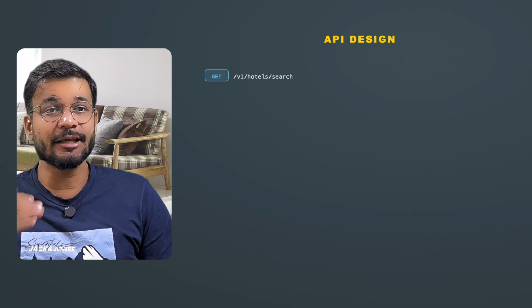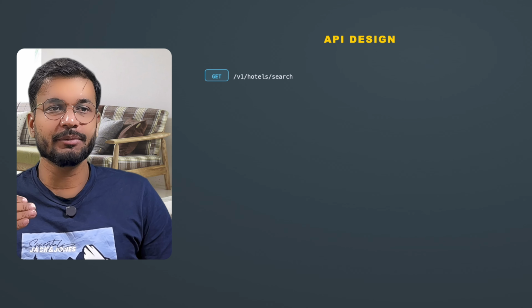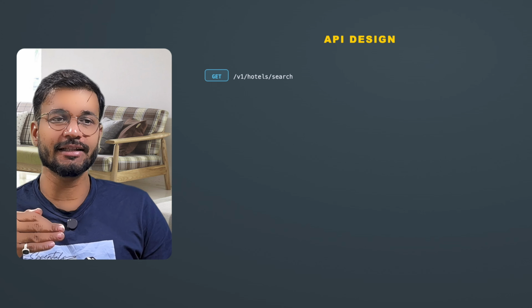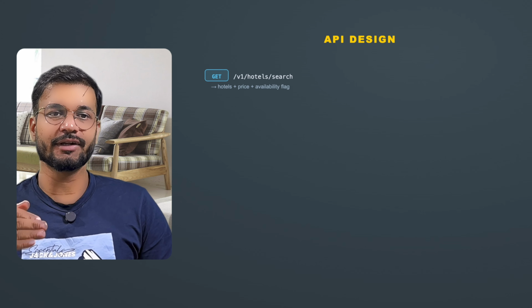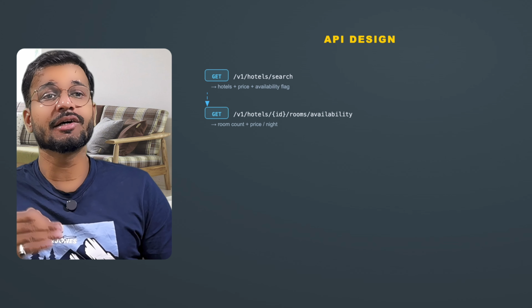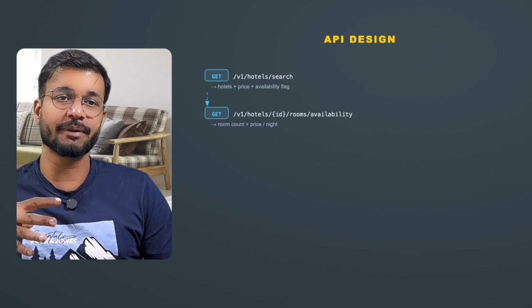Guys, let's define the core APIs over here. We have the search API. It is a GET API with a city parameter. We also pass the check-in, check-out, number of guests, filter, sort, and pages. It returns a list of hotels with summary, price, availability flag, and rating. Then we have a check room availability API of type GET. This returns the available room count and price breakdown per night.